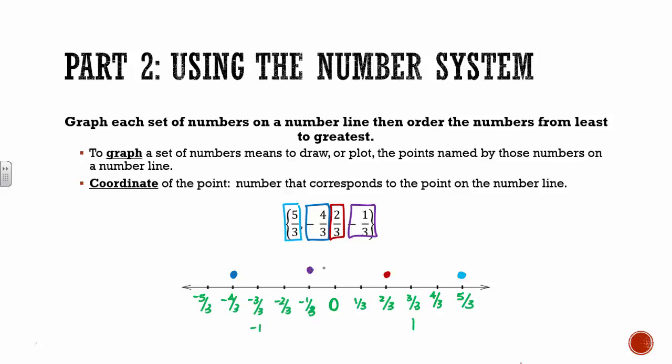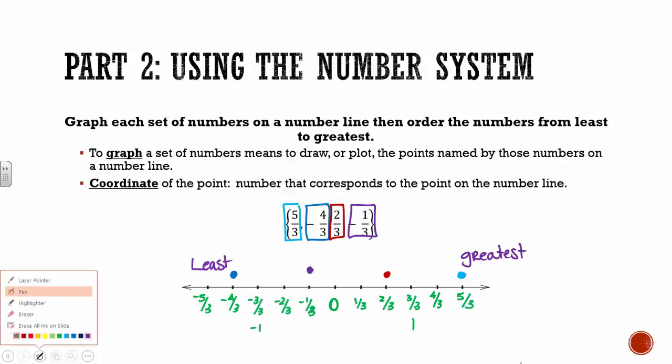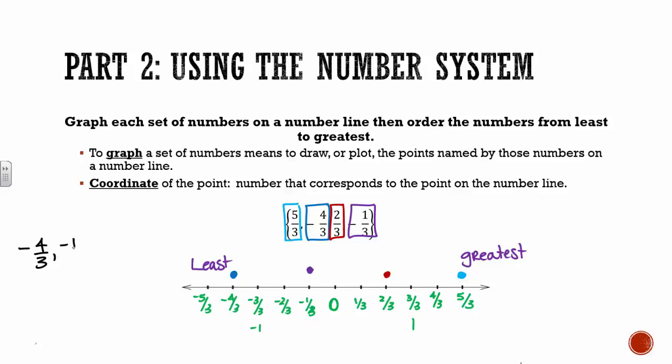So now if I had to order these, it's really easy to see. This is least, this is greatest. And all I have to do is write them out in the order that the dots appear. So the first one was the dark blue, so it's -4/3, this is my smallest. And then the purple, so -1/3. Then the red, which is 2/3. And the light blue, which is 5/3.